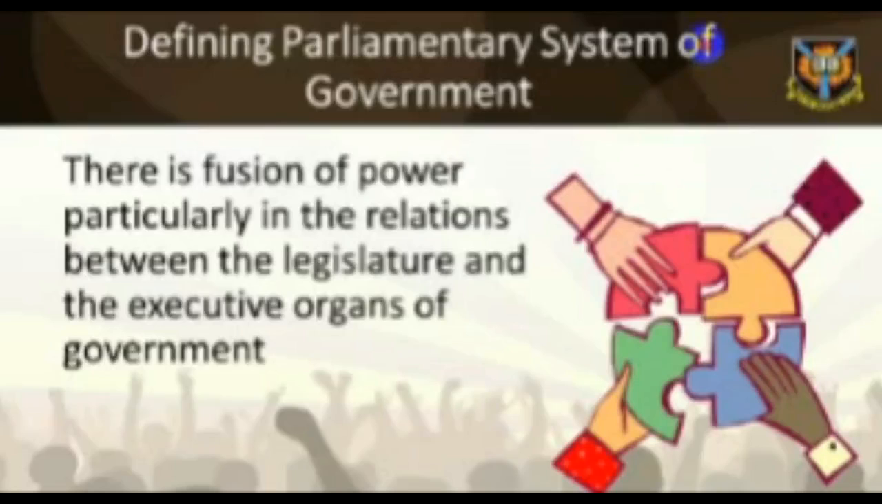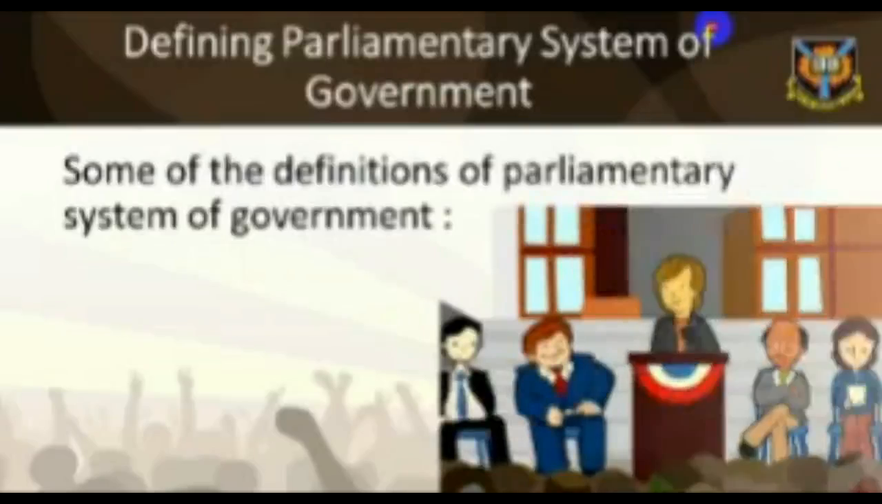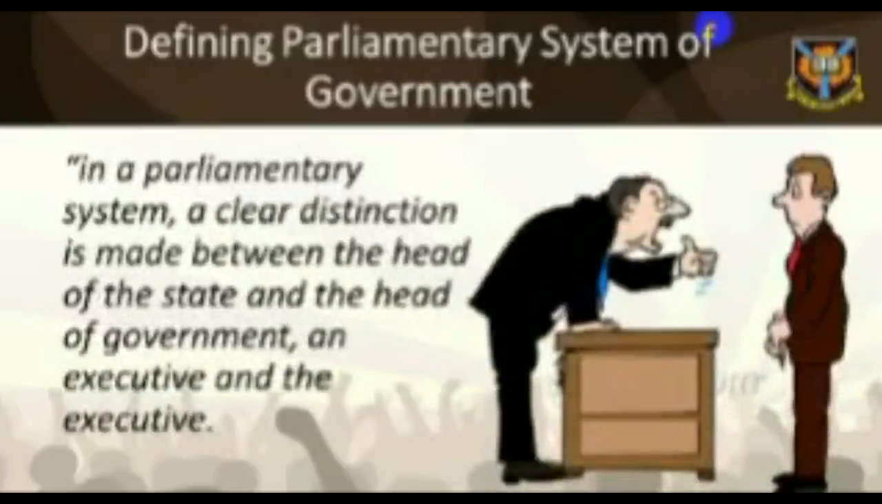However, it is no news that several scholars have conducted extensive studies on the subject of parliamentary system of government. It is therefore pertinent to view some of the definitions that have emerged from such intellectual efforts to stimulate our better understanding of the subject. In a parliamentary system, a clear distinction is made between the head of the state and the head of government, an executive and the executive.